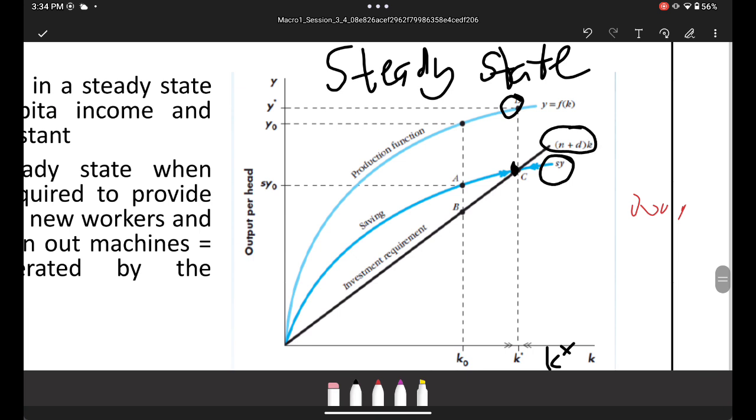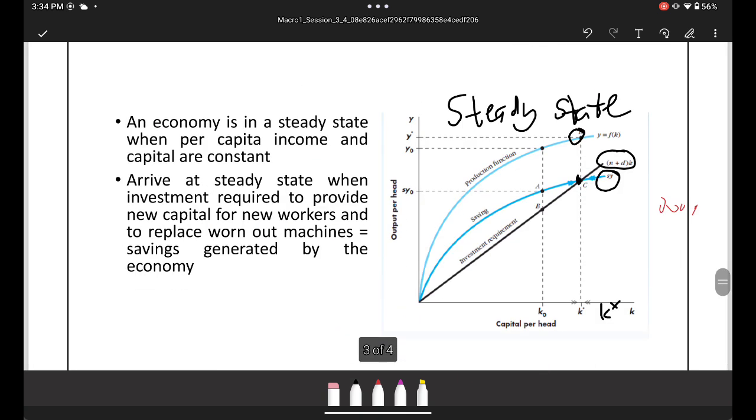So yeah, that's all you need to know for neoclassical growth theory.